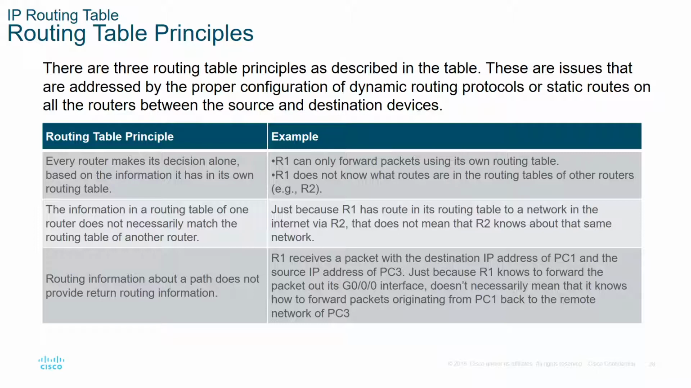Principle 3 is that routing information about a path does not provide return routing information. R1 receives a packet with a destination IP address of PC1 and the source IP address of PC3. Just because R1 knows to forward the packet out of its GigabitEthernet 0/0/0 interface doesn't necessarily mean that it knows how to forward packets originating from PC1 back to the remote network of PC3.